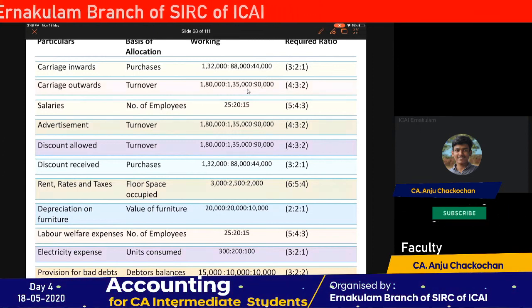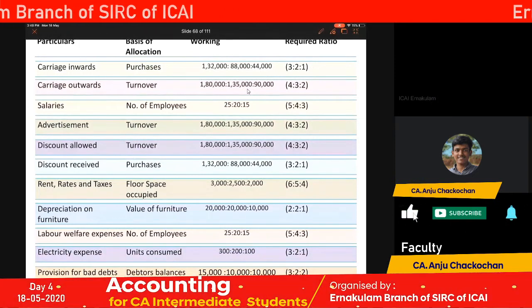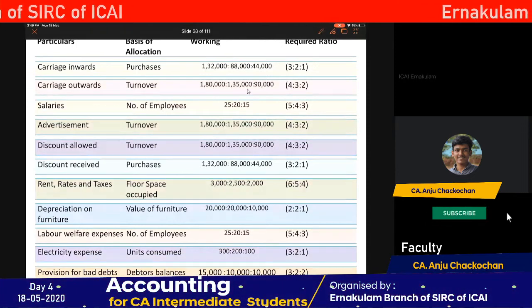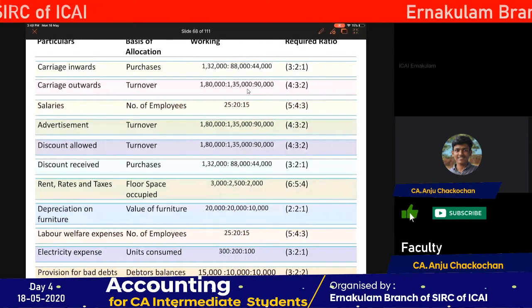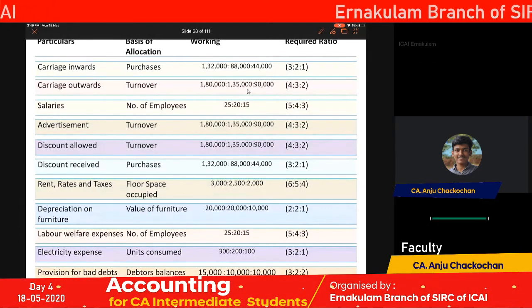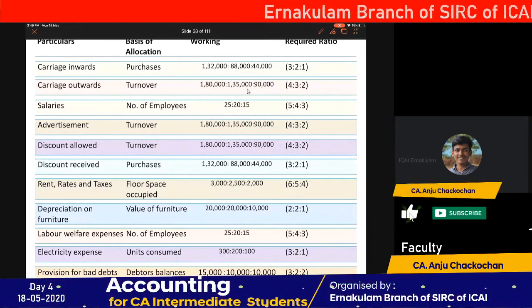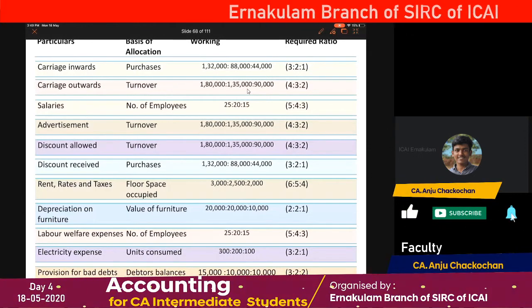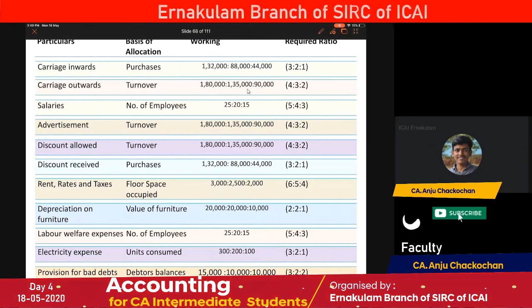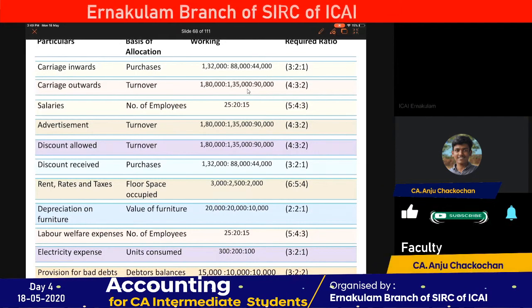Discount received, you will be allocating it at the time of purchases because you receive discount when you are purchasing. Okay, when you purchase, you receive discount, and hence for discount received, you will be allocating it on the basis of purchases. All right, and rent and rates will be definitely on the basis of floor space, how much area each department is occupying, and based on that you will be allocating rent and rates. And the depreciation on furniture, obviously on the basis of value of furniture.